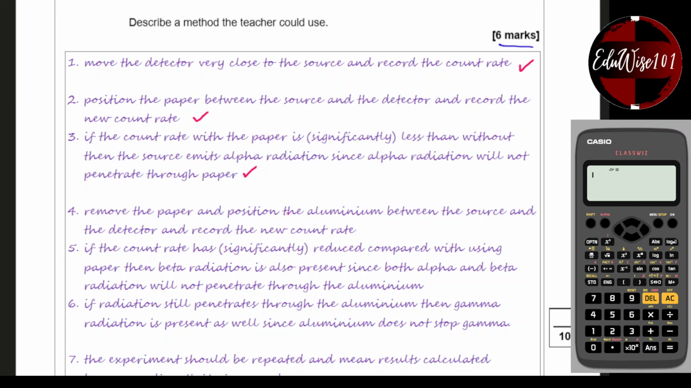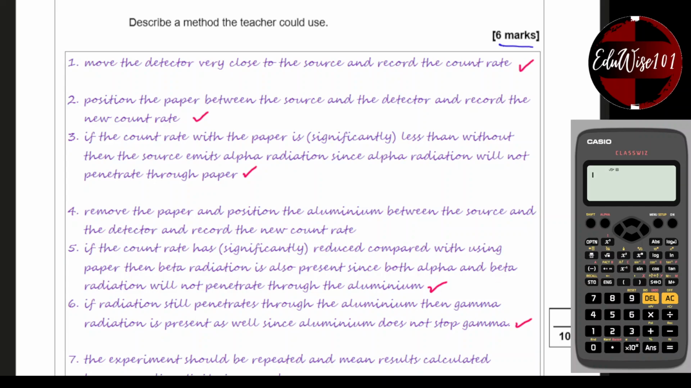Next, remove the paper and position the aluminium between the source and the detector and record the new count rate. If the count rate has significantly reduced compared with using the paper, then beta radiation is also present, since both alpha and beta radiation will not penetrate through the aluminium. That should give you another mark. If radiation still penetrates through the aluminium, then gamma radiation is present as well, since aluminium does not stop gamma. That gives you the 5th mark.